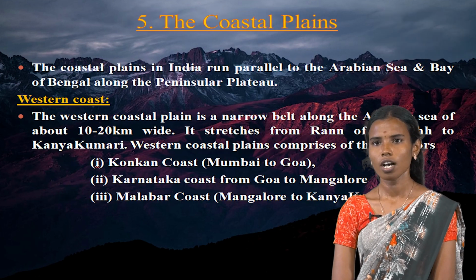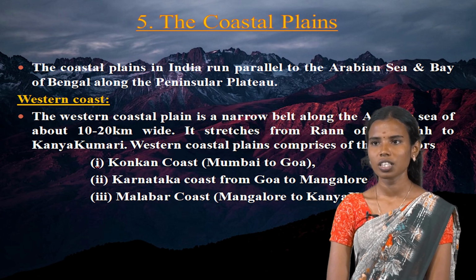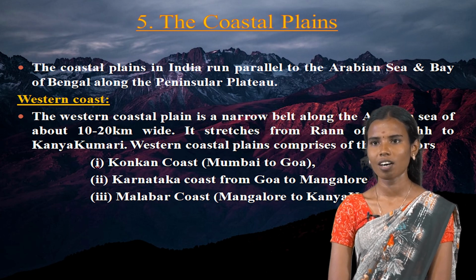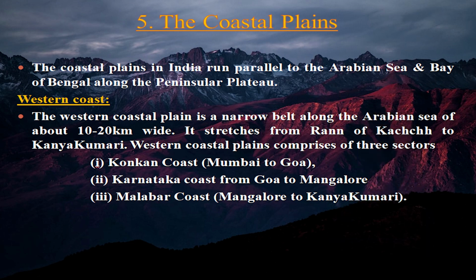Then the fifth one is the coastal plain. The coastal plain in India runs parallel to the Arabian Sea and the Bay of Bengal along the peninsular plateau. The western coastal plain is a narrow belt along the Arabian Sea of about 10 to 20 km width. It stretches from Rann of Kutch to Kanyakumari. Western coastal plain comprises 3 sectors. First one is Konkan coast, which runs from Mumbai to Goa. Next one is Karnataka coast from Goa to Mangalore. Then Malabar coast from Mangalore to Kanyakumari.